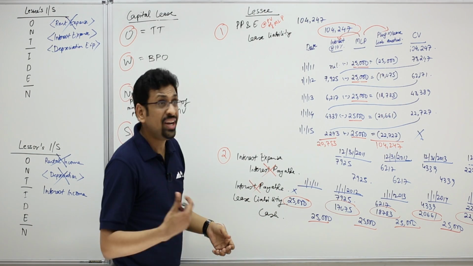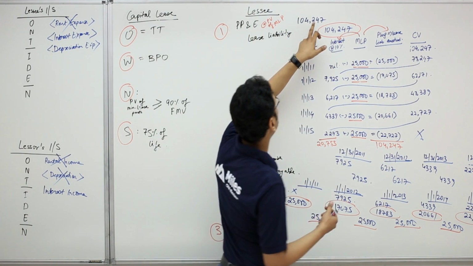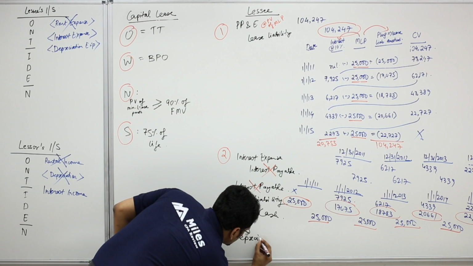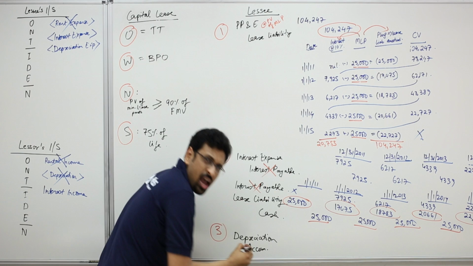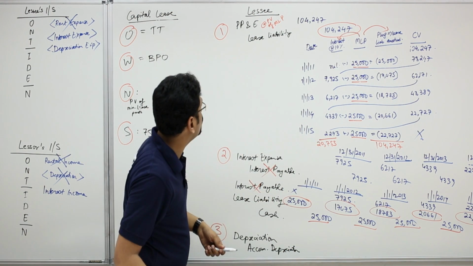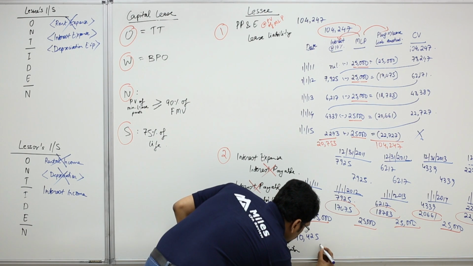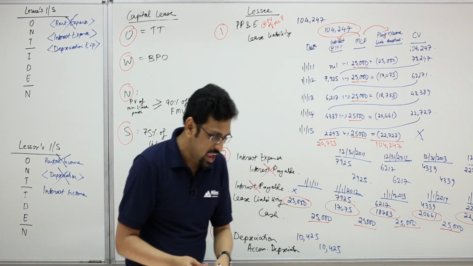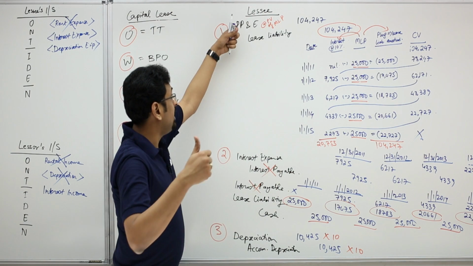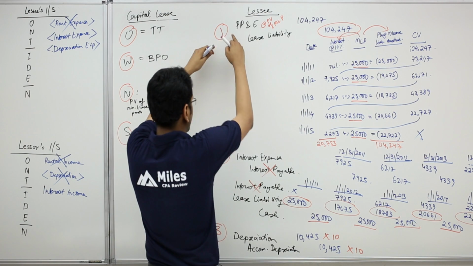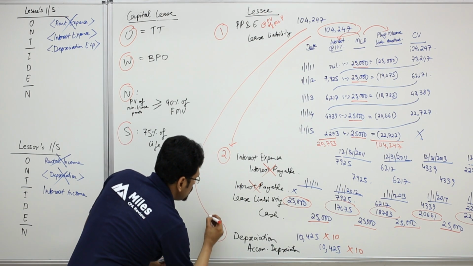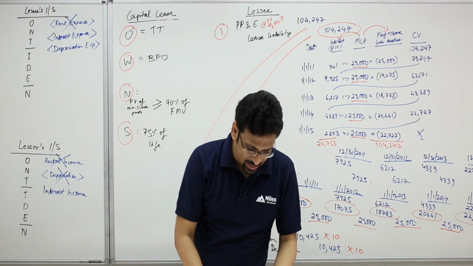So if you're doing straight line, we're going to divide this number by 10. So 104,247 by 10 would be 10,425 each period. So you're going to have depreciation to accumulated depreciation. I'm sure you remember this concept from part 3, fixed assets. Each period, the number is going to be 10,425, across 10 years, if it's the straight line method. So guys, create asset and liability. Number 2 is amortize this liability. 3 is depreciate the asset. That's exactly what you're doing in the case of a capital lease.